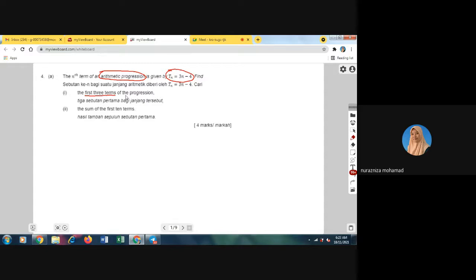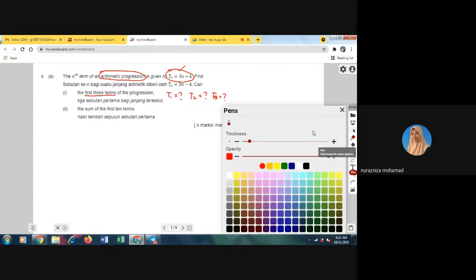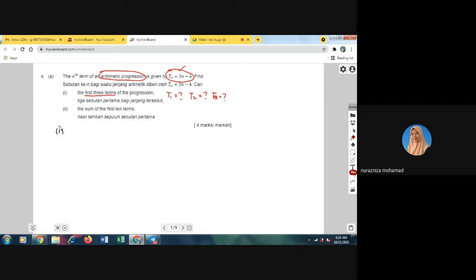For the first three terms, it means the question asks you what is T1, what is T2, and what is T3. So we have the formula of Tn given here. We just need to substitute the value of n to find T1, T2, and T3. So the solution for question number 1. T1 is equal to 3, we substitute n with 1, so 3 times 1 minus 4.